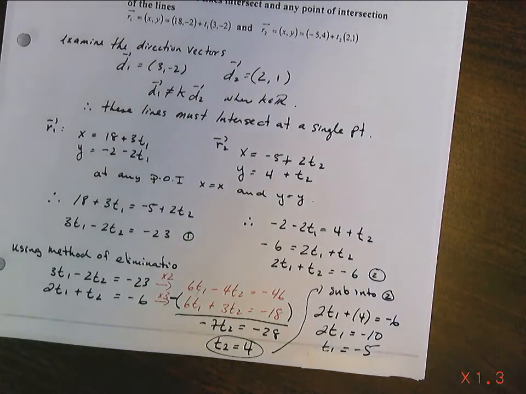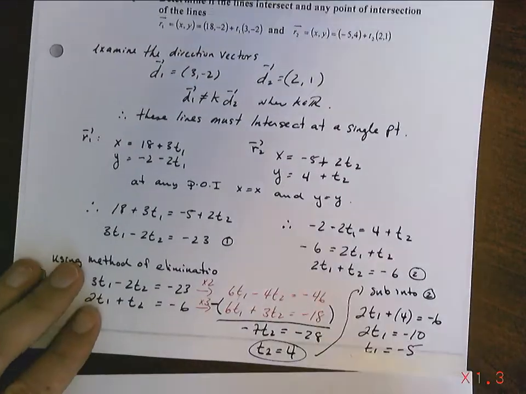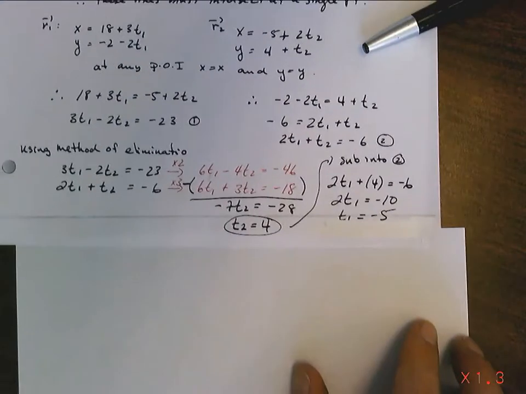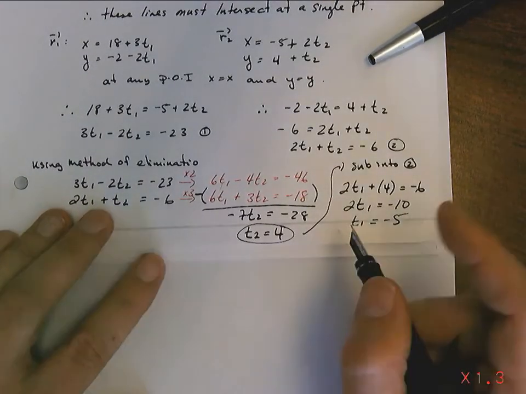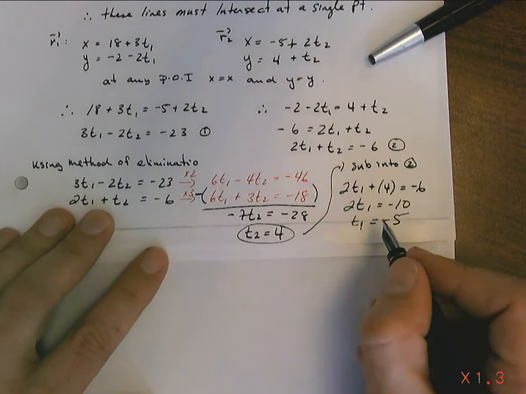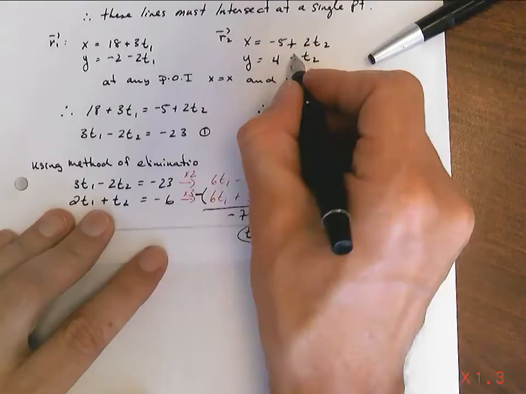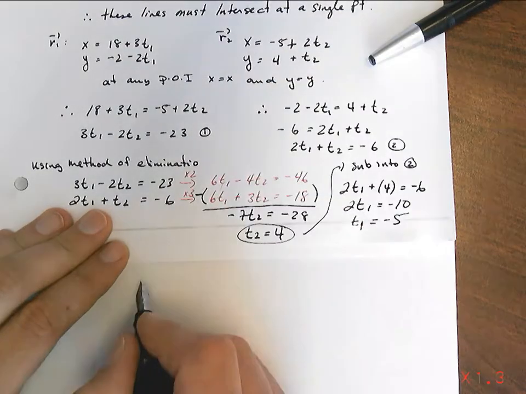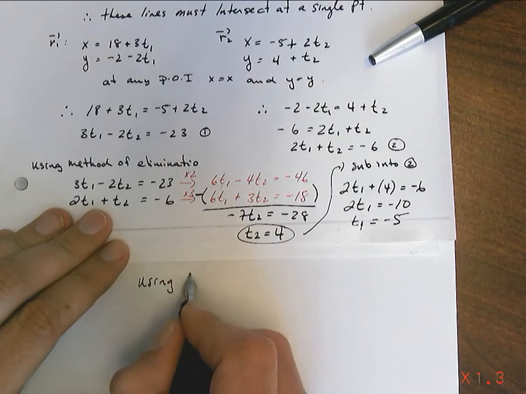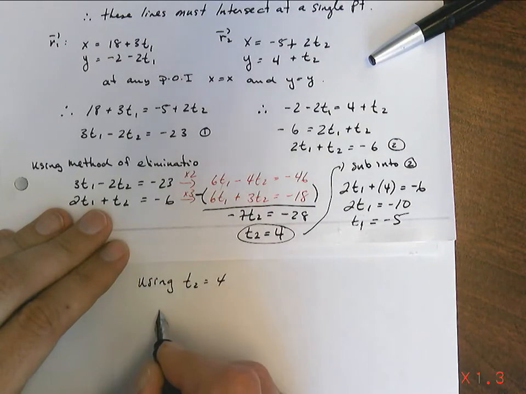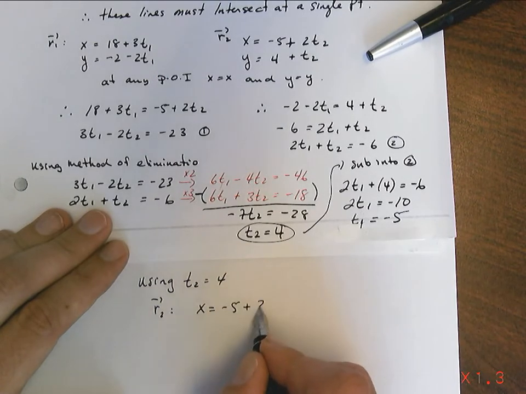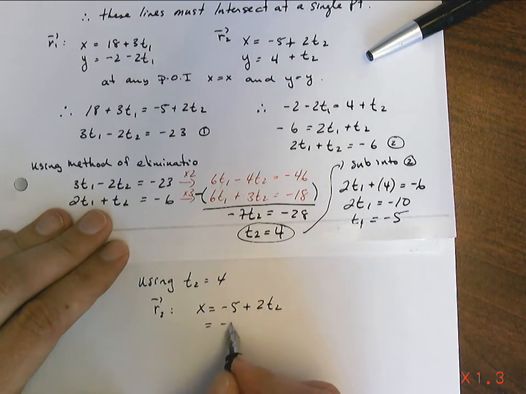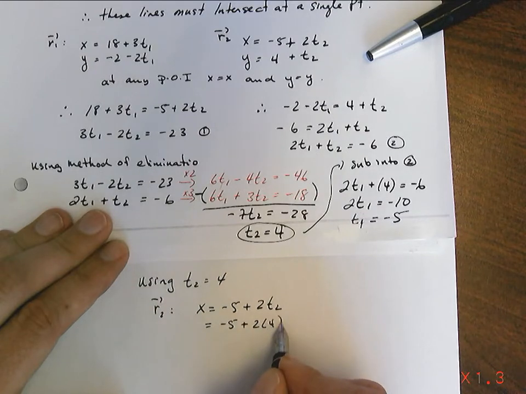What you need to do now is come up with the actual point of intersection using the values of t2 or t1. Noticing that we didn't need to find t1, we could have stuck with just t2 as long as we plug it in here. So using t2 equals 4, x equals negative 5 plus 2t2, which is negative 5 plus 2 times 4, so that's 8. So that's going to be 3.